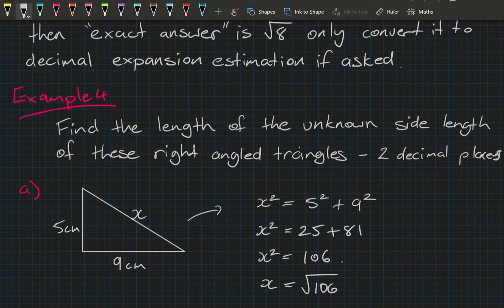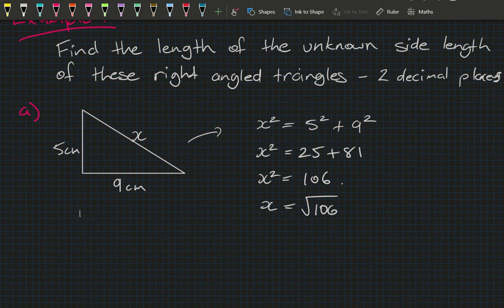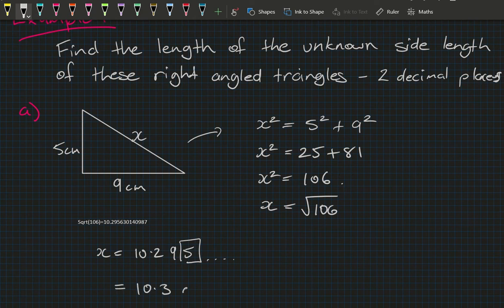Because we're asked to find this to two decimal places, we don't need to wheel out our amazing square root and surd skills. So let's just use the calculator. The square root of 106. So x is equal to 10.295... So the 5 makes the 9 round up. So in two decimal places, we say x is equal to 10.3 centimeters. All right, that's pretty straightforward.